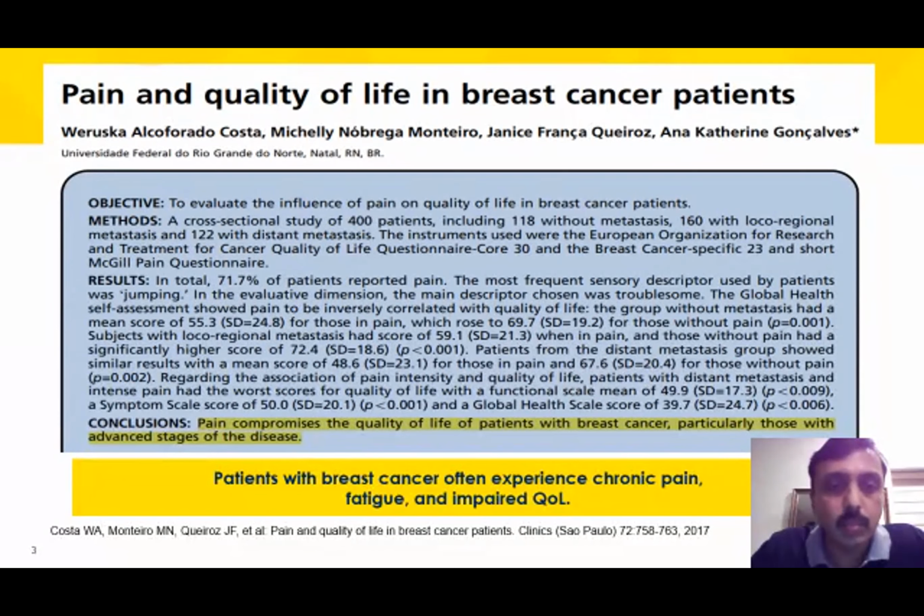They quote this paper from 2017, which deals with pain and quality of life in breast cancer patients. It shows that across the spectrum of breast cancer patients in early, locally advanced or metastatic stage, pain definitely compromises the quality of life, particularly in those with advanced stages of the disease. Chronic pain, fatigue and impaired quality of life are there with advanced breast cancer, and how best to reduce their intensity is the challenge which we face.